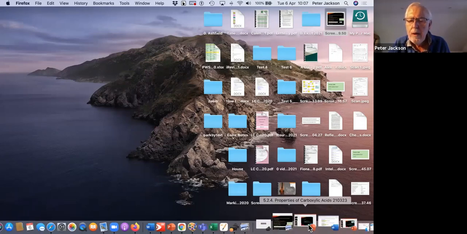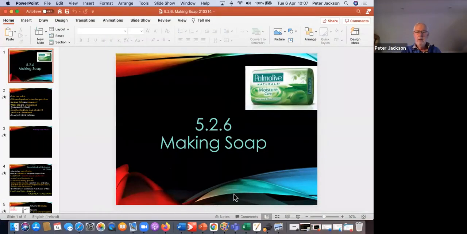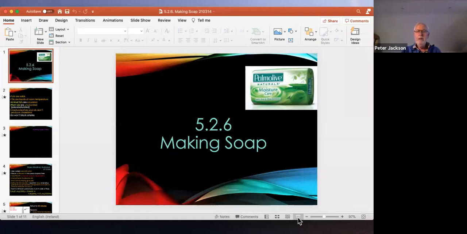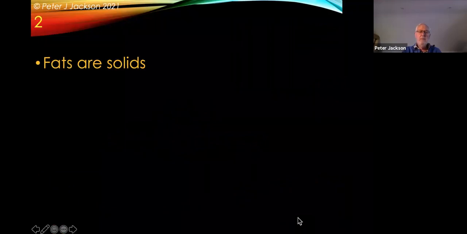So let's start with making soap. So you may have seen that soap in the shops, and you may have wondered, why do they call it Palmolive? Well, they call it Palmolive because they use a mixture of palm oil and olive oil to make it. That's why it's called Palmolive. Right.